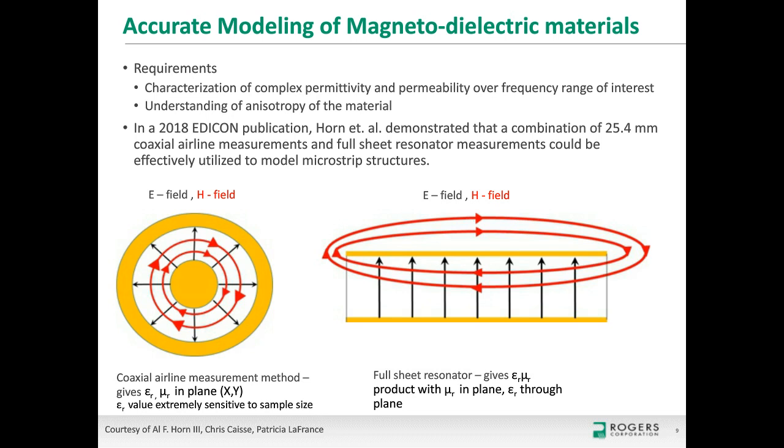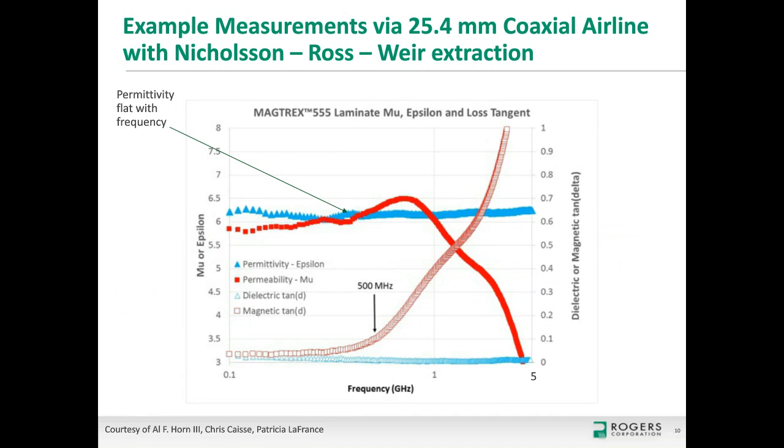So we found that combining the airline measurement with a second resonant measurement will give you the best characteristics for both. The second point is that for your permeability measurements, you generally care about the in-plane value. But if you're making a microstrip circuit using these materials, you also need the through-plane value of permittivity and dielectric loss. So we added in a full sheet resonant method that gives you your permeability in plane and your permittivity through plane. And then I can use that to extract my z-axis permeability or permittivity for the material.